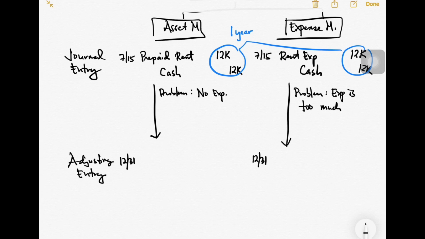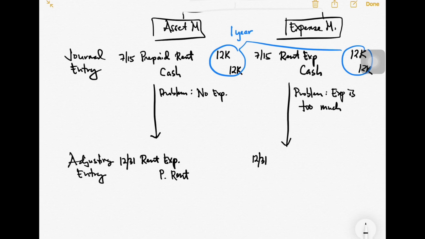Now let's go back to the asset method. For the adjusting entry, you need to recognize an expense for sure. So debit rent expense to recognize the expense for that year, because that entry is nowhere found in the books. And then there is a corresponding credit to your prepaid rent to represent the deduction of the prepayment for that rent. Now, what is the amount of rent expense that we need to recognize for this year?